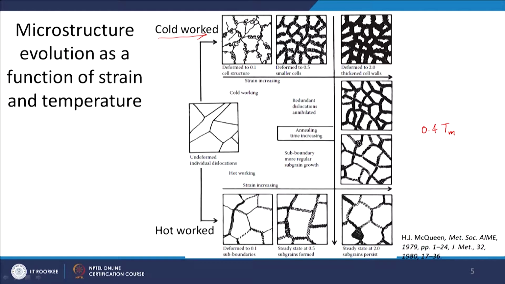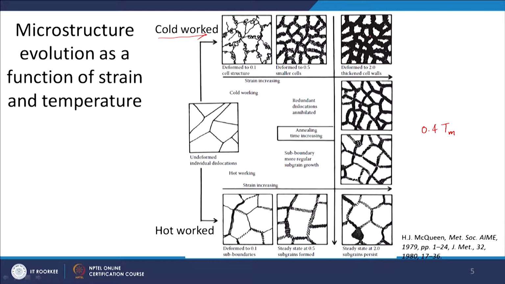as you increase the strain, these cells which are formed initially are becoming smaller, and the width of the cell wall is increasing. At even higher strain the cell walls are becoming even thicker and the cell size is becoming smaller and smaller. So, you will have very large dislocation density inside the material.